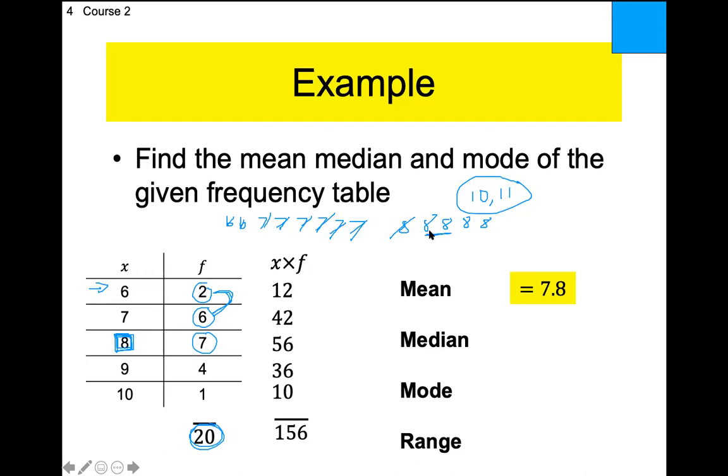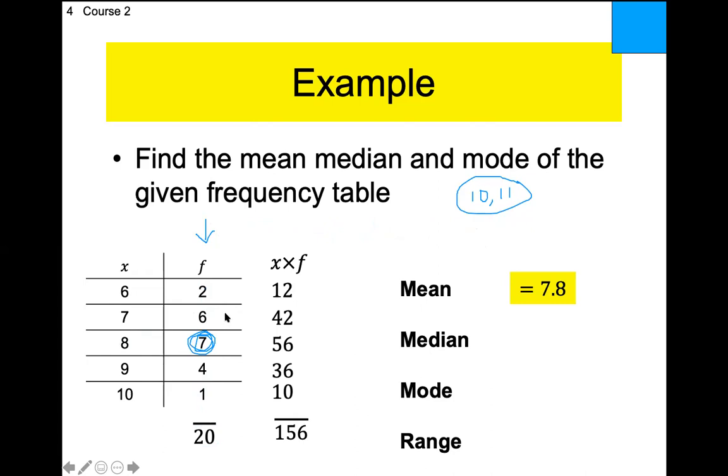You don't need to do all that mess that I just did. You just simply need to find, oops, I wanted the eraser. You simply needed to find the 10th and the 11th number. If I'm looking at this column right here, the F column, just find the 10th and the 11th number. 2 plus 6 is 8, so the 10th and the 11th number would appear somewhere here. 2 plus 6 plus 7 is 15. So I'm already up to the 15th number.